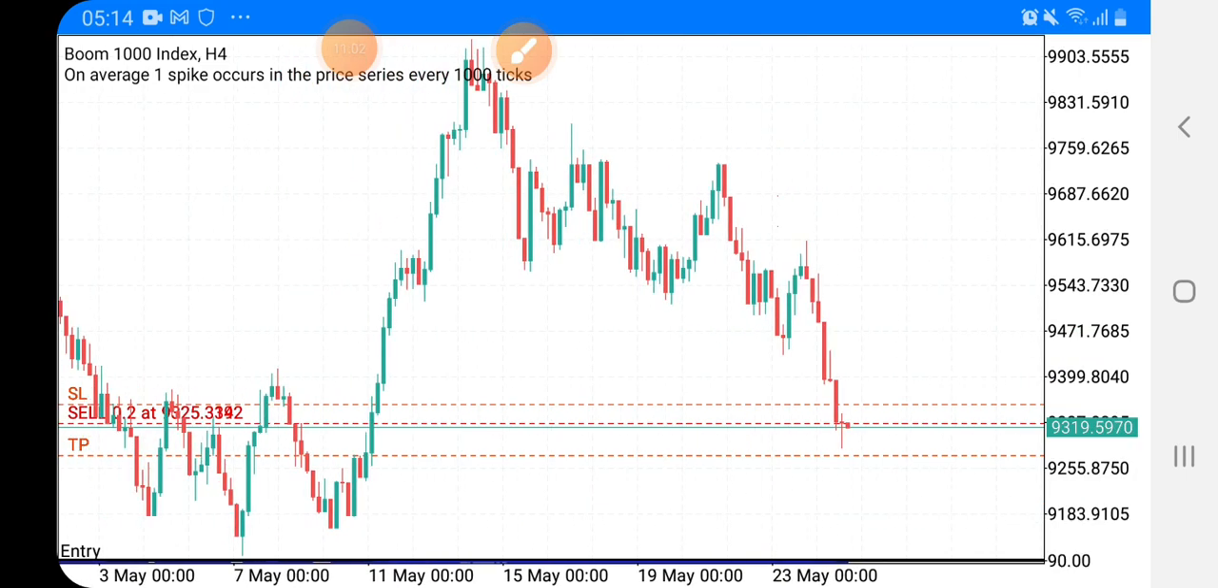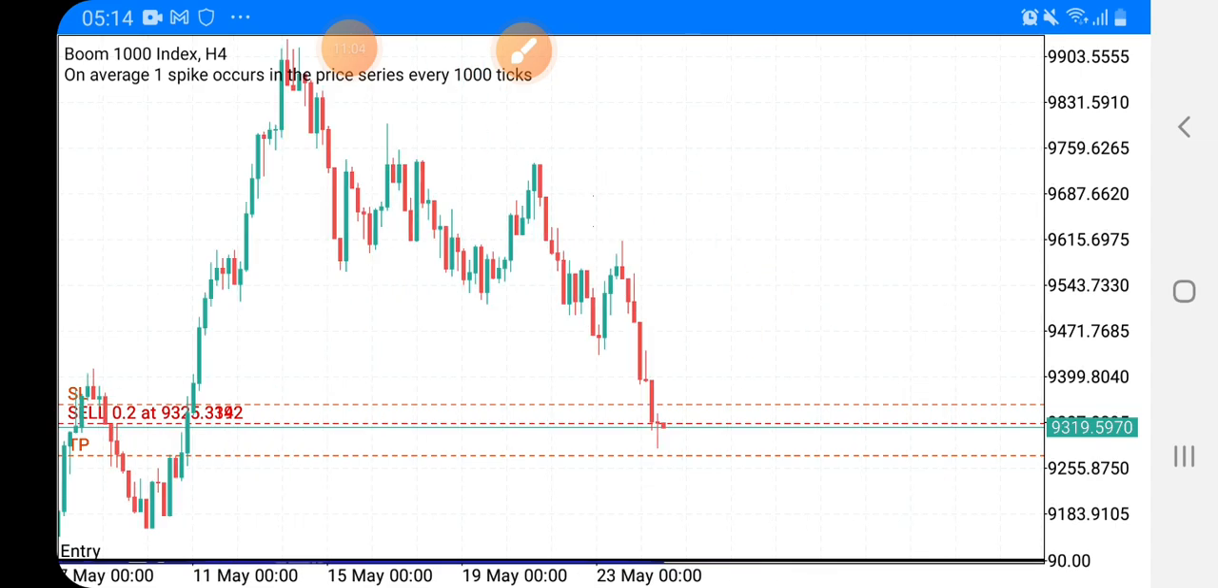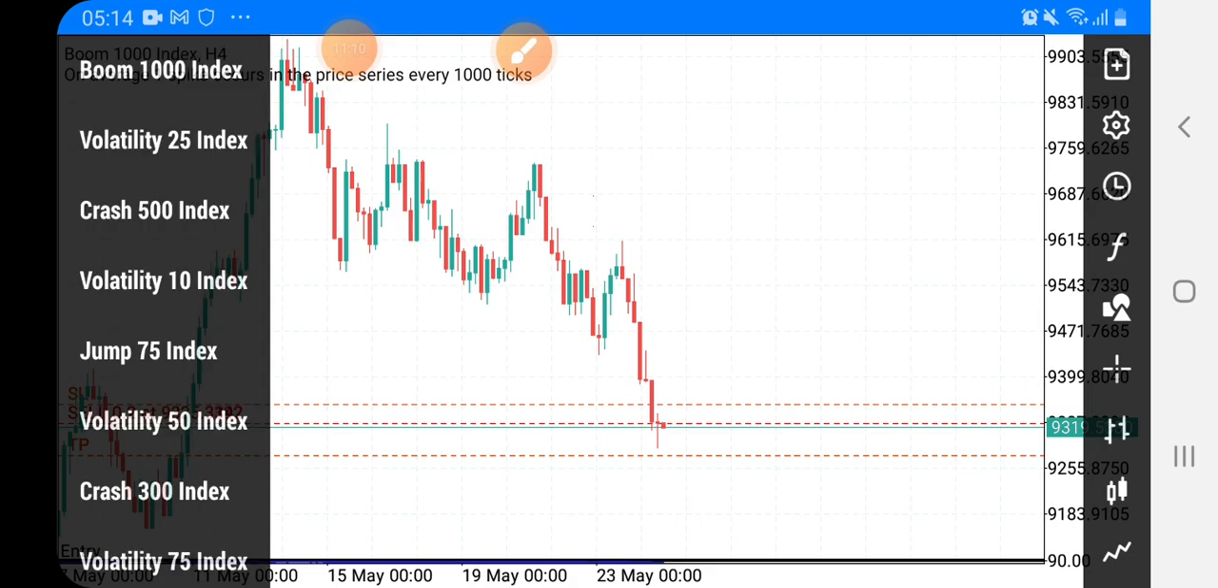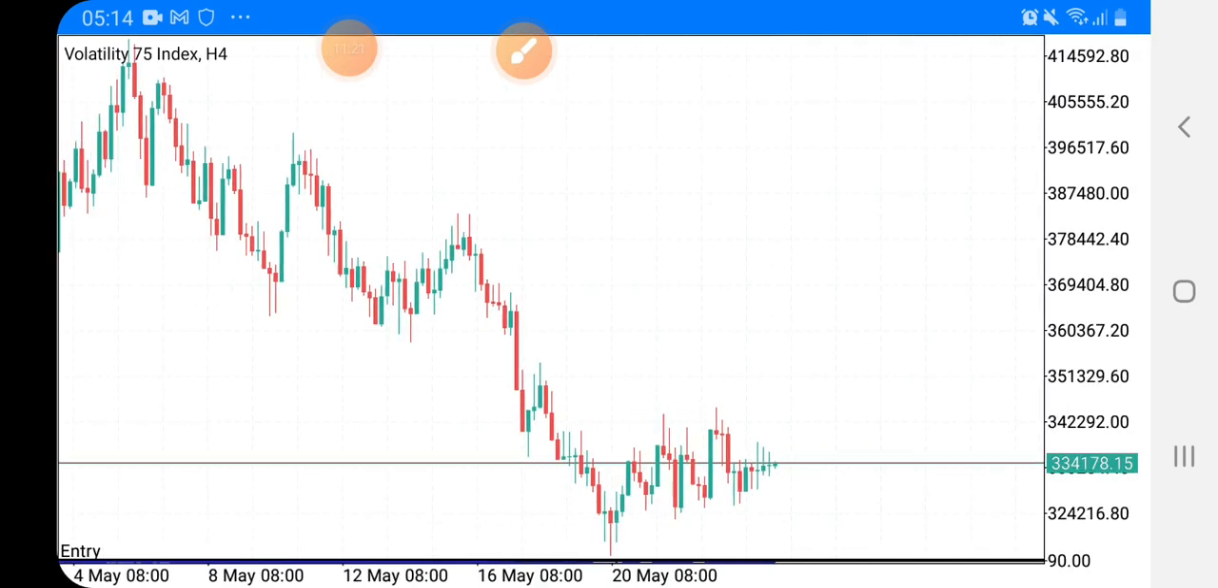So if you must use candlesticks on Boom and Crash, you should go for a higher time frame, like 4 hours, 1 hour, and the daily time frame. Okay, so I want to share another thing about candlesticks with you guys. This one is very interesting.